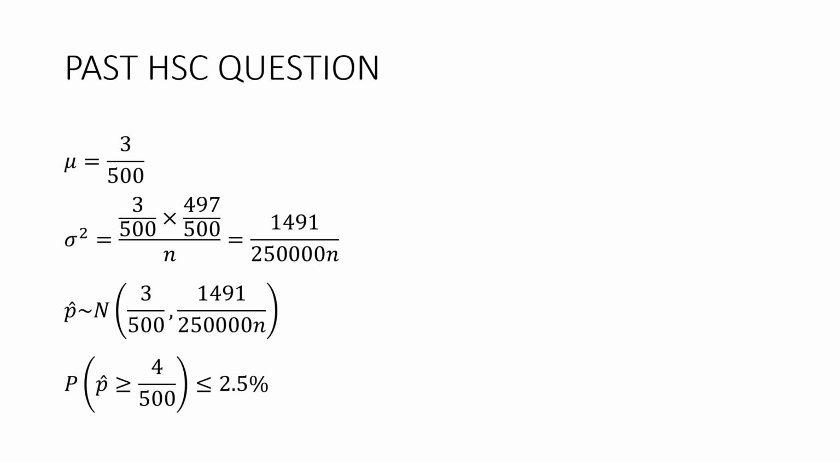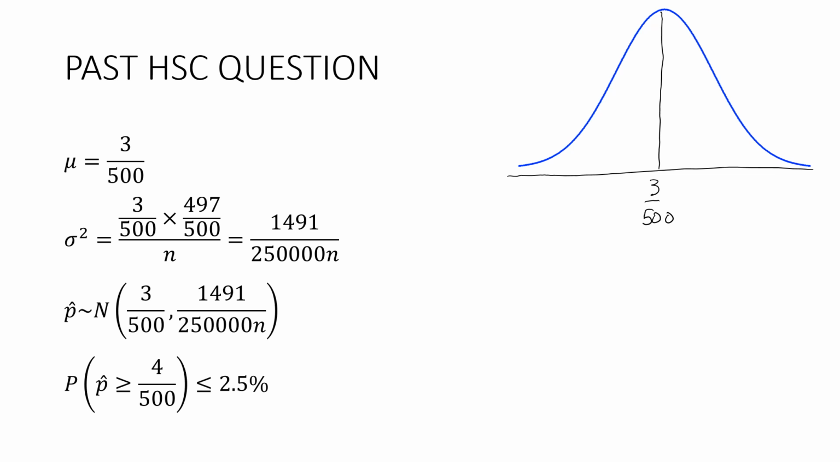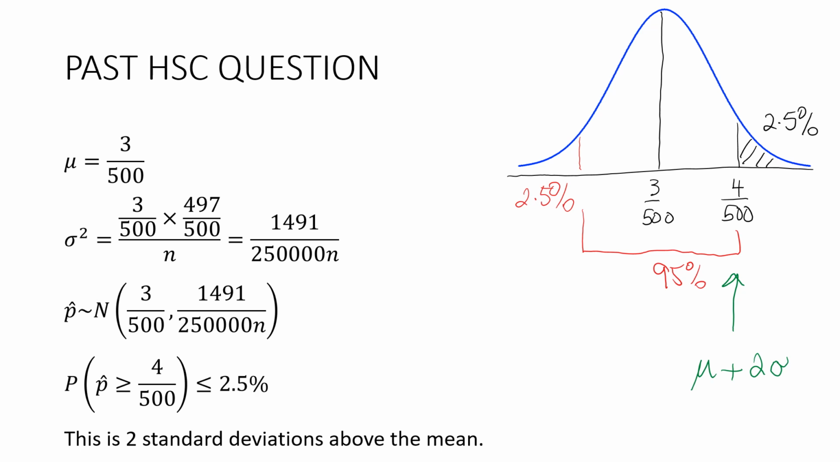Now this is what we want. We want the probability that any sample proportion being greater than 4 on 500, we want that probability to be less than or equal to 2.5% because that means we're going to shut the machine down. So let's go to a diagram. There's our mean, and here's our top 2.5%, and that cutoff there is 4 on 500. Now let's replicate that over here, 2.5% here. What's this percentage in here? It's 95%, isn't it? So this point here is 2 standard deviations above the mean, which is good because we don't have to go to tables.